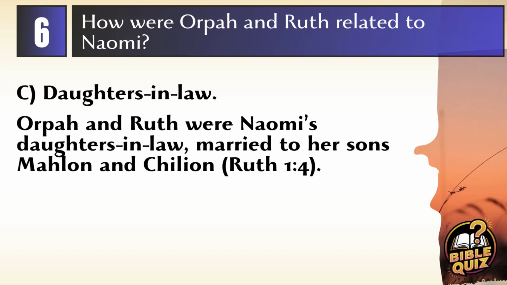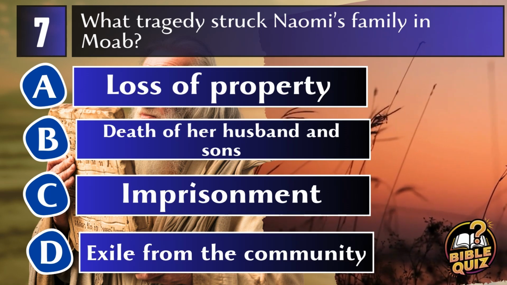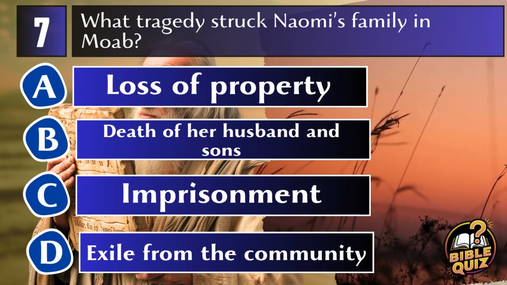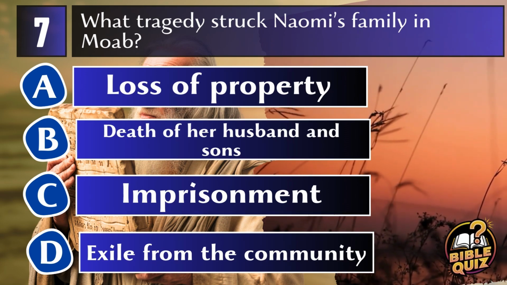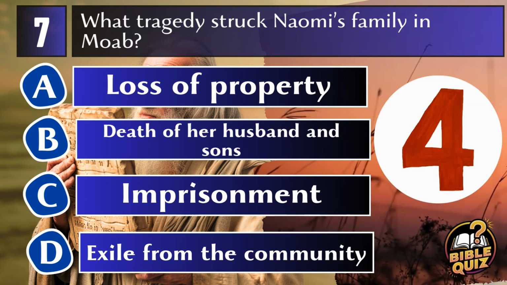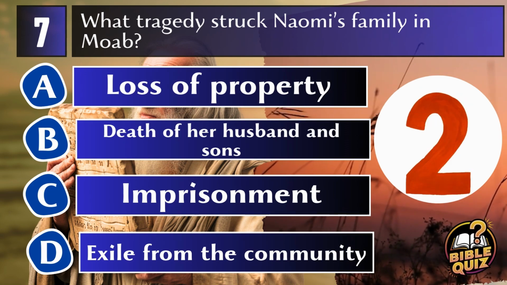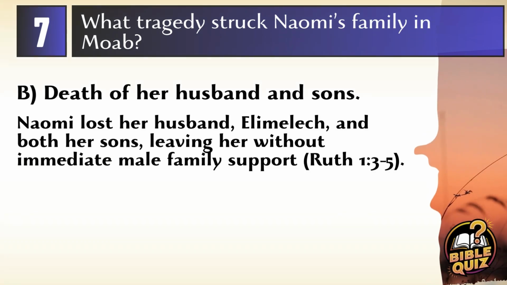Ruth 1:4. Question 7. What tragedy struck Naomi's family in Moab? A. Loss of property. B. Death of her husband and sons. C. Imprisonment. D. Exile from the community. Answer: B. Death of her husband and sons. The tragedy that struck Naomi in Moab was the death of her husband Elimelech and later both of her sons, leaving her without immediate male family support.